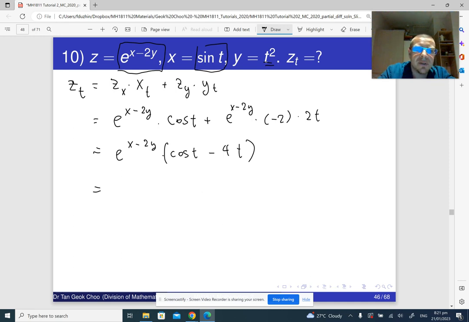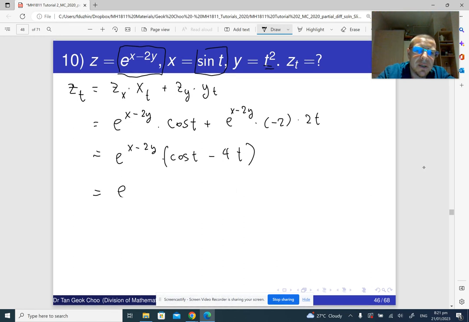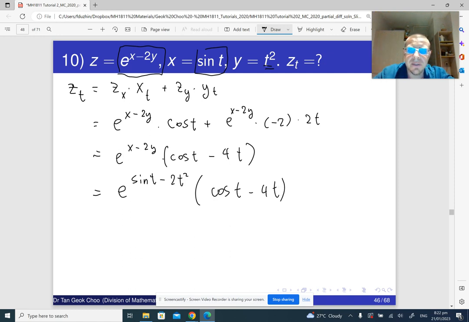So we've got to substitute sine t for x and t squared for y. So it's going to be e to the x is sine t, so it's e to the sine t minus 2t squared times cosine t minus 4t. That's the final answer.